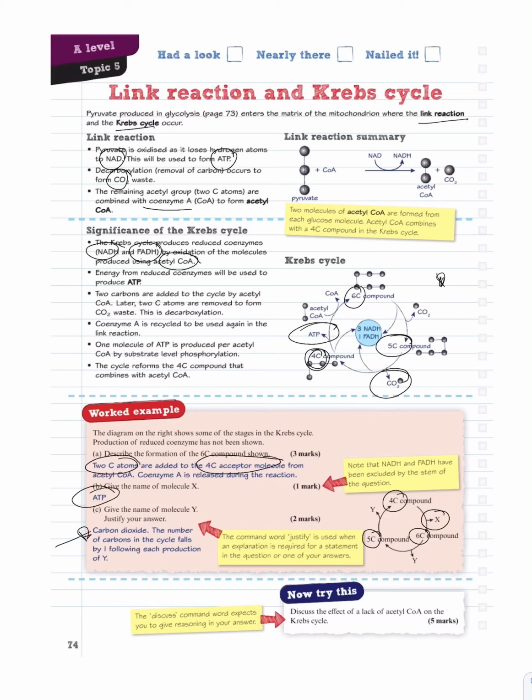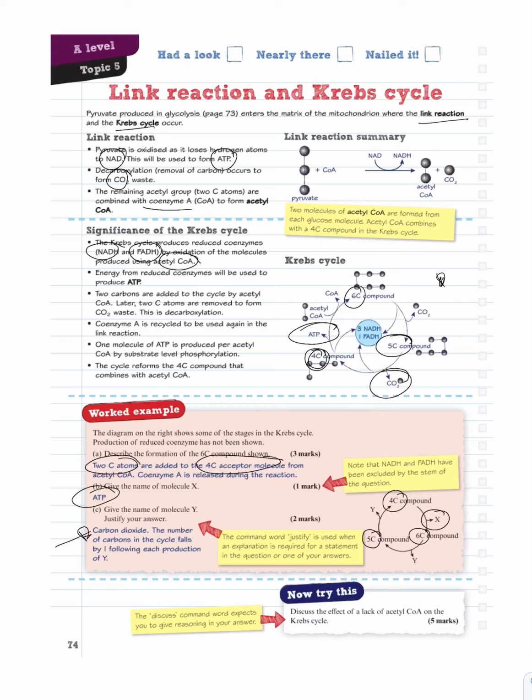Right. Discuss the effect of a lack of acetyl-CoA on the Krebs cycle. Okay, so coenzyme A is needed to convert pyruvate to acetyl-CoA. That's in the link reaction, and so it is acetyl-CoA that combines with a 4-carbon compound in the Krebs cycle, and so it will form a 6-carbon compound. And that will be used as starting material for the Krebs cycle. So without CoA, this reaction would not be possible, and the reactions of the Krebs cycle would not continue.